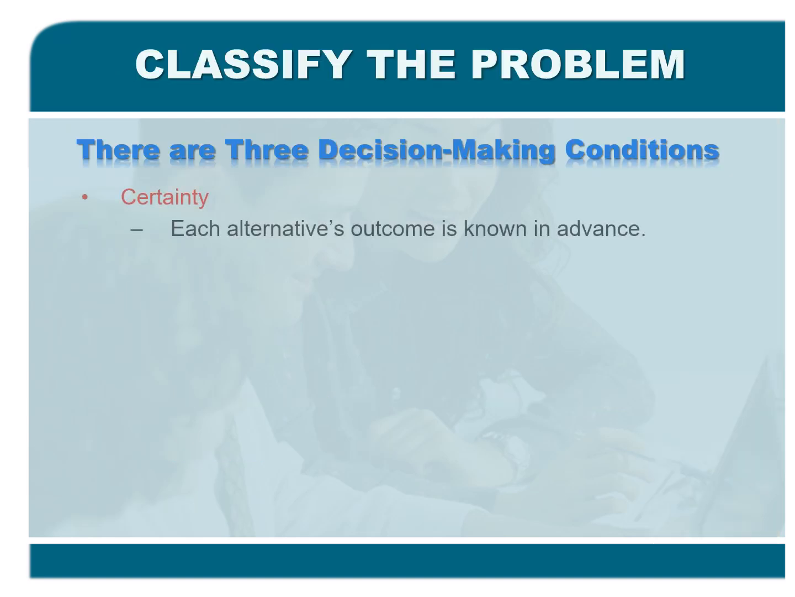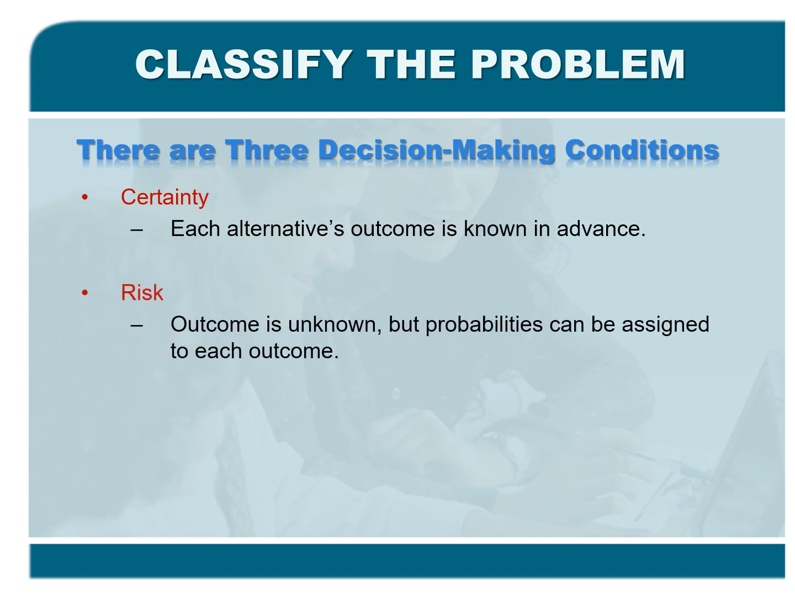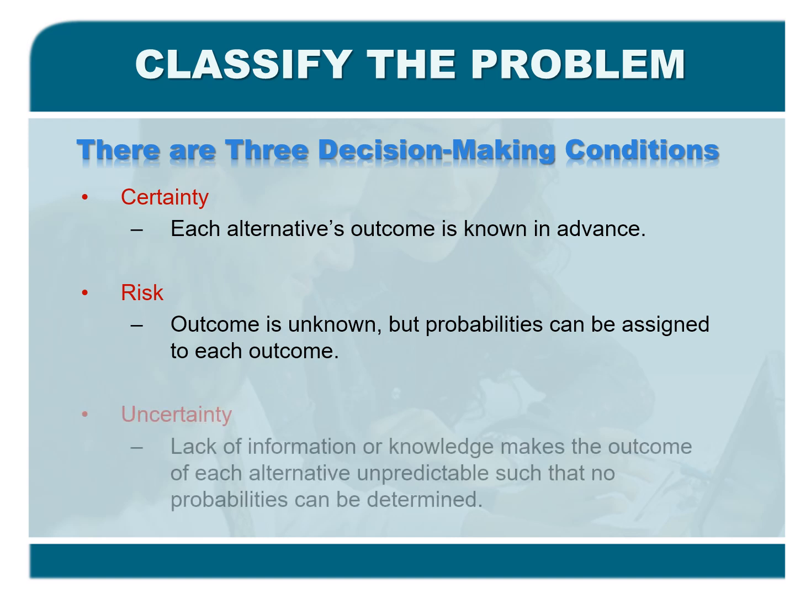3 decision-making conditions when you're classifying a problem. 1 is certainty. Each alternative's outcome is already known in advance. If we do this, we know it's going to do that. Risk. The outcome here is unknown, but the probabilities can be assigned to each outcome, and you go with the best number. And uncertainty. You have a lack of information or knowledge, making the outcome of each alternative really unpredictable, such that no probabilities can really be determined.